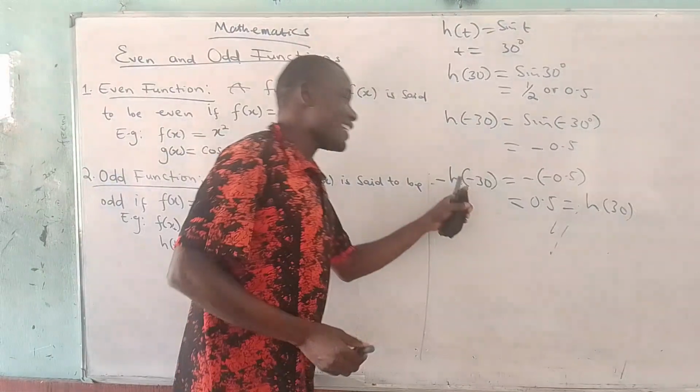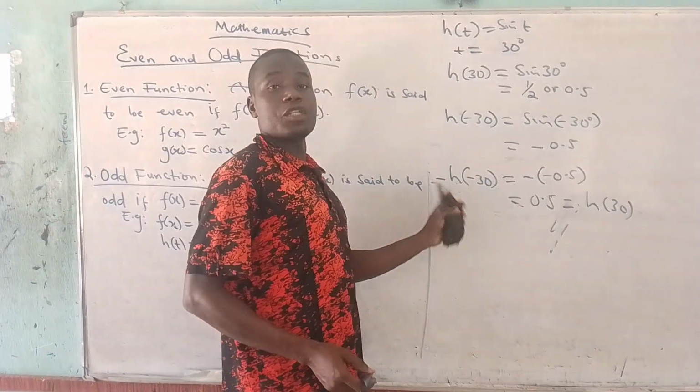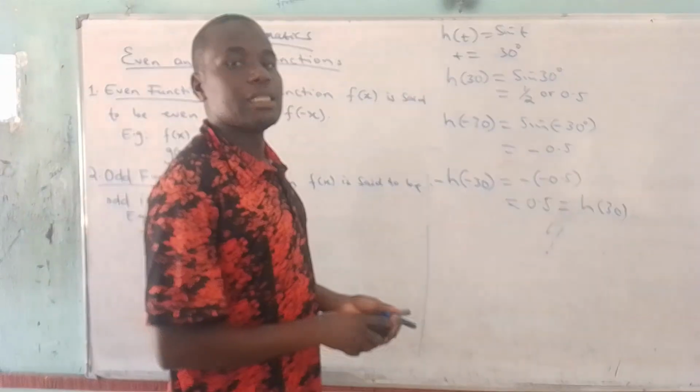And h of minus 30, we multiply by the negative and it comes back to h of 30.